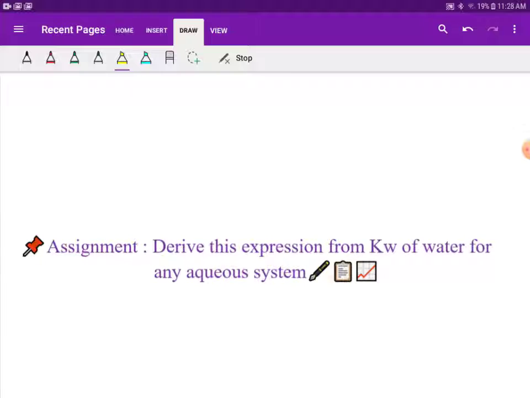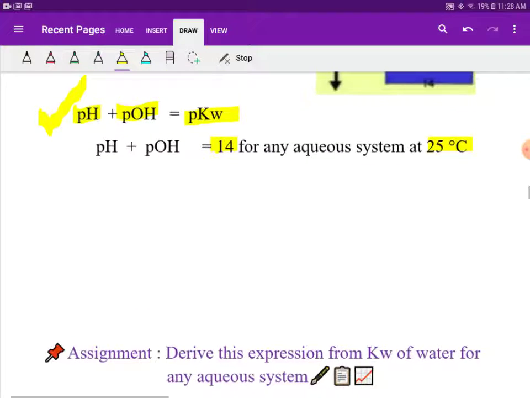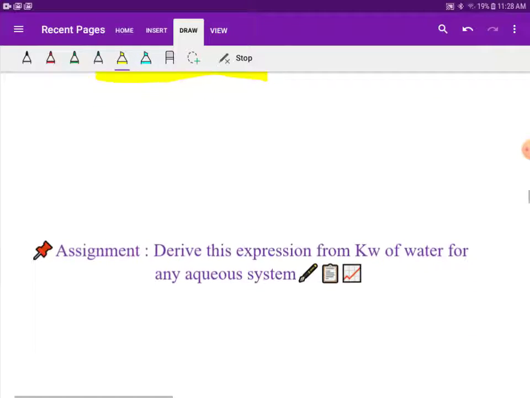So, an assignment: please derive the expression that I have just mentioned, that is pH plus pOH is equal to 14, or pKw, from Kw of water for any aqueous system. Okay, you please work out the problem or derivation as an assignment. Okay, let me continue the class.